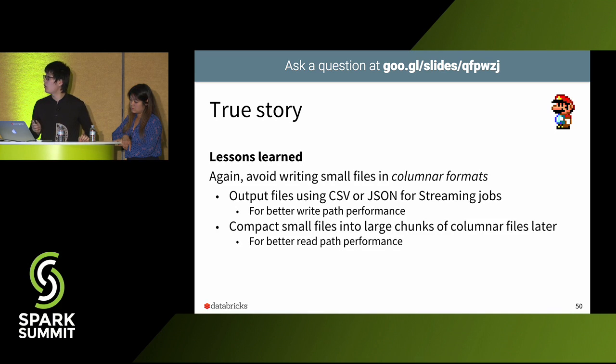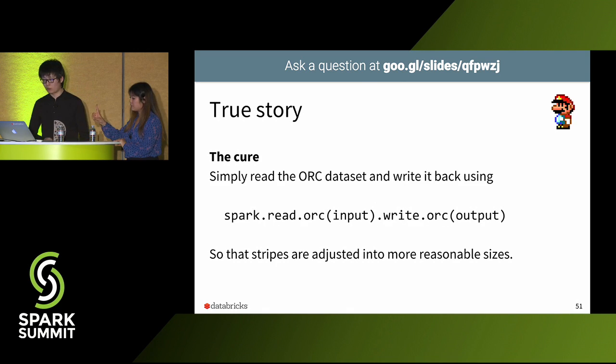So the lesson learned here is to never write small files in columnar format. For streaming jobs, use CSV or JSON as an intermediate output, and then compact them into larger Parquet files later, so that you can get better write path performance as well as better read path performance. One minute.